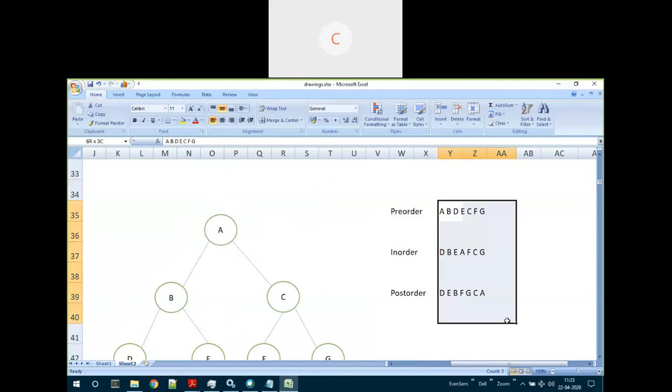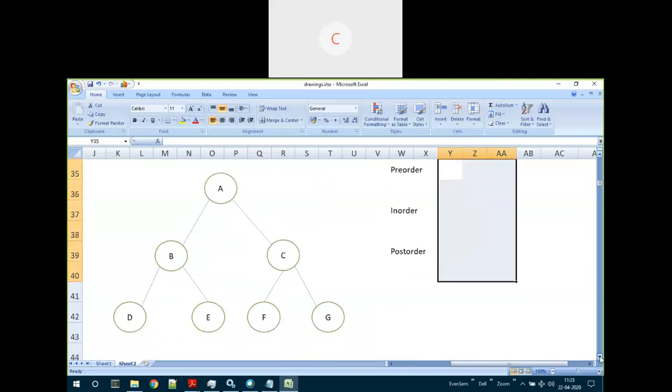Here let us see this particular tree. May I request a few of the students to unmute yourself, and you can answer when I'm asking the questions.